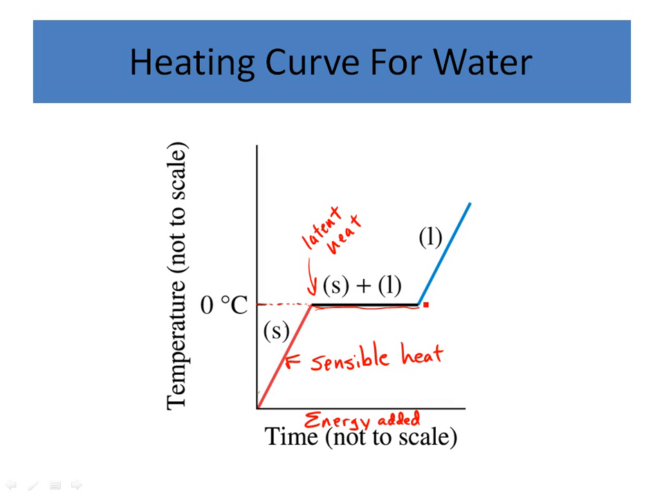Okay, and then once we have the transition, this would be the point right here. We're all solid, and then we get a mixture of solid and liquid, and then at this point we have melted all of our solid, and now the heat added goes into increasing the temperature of the liquid.